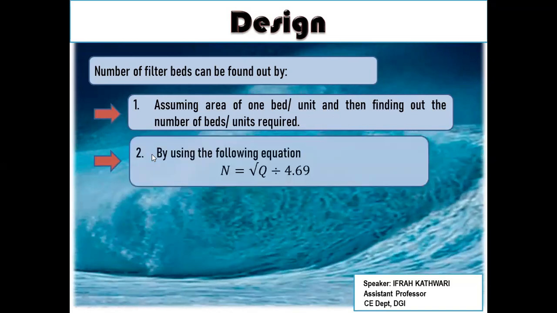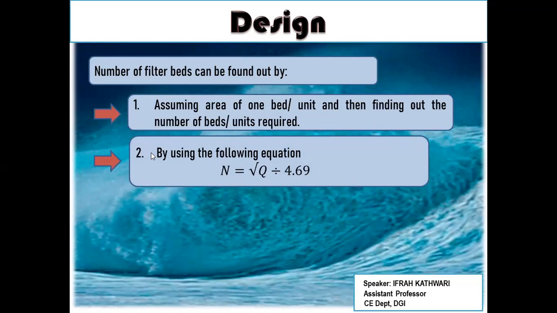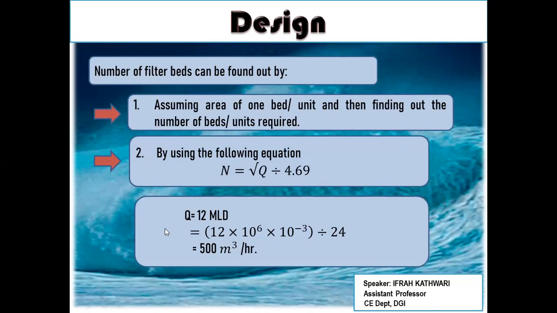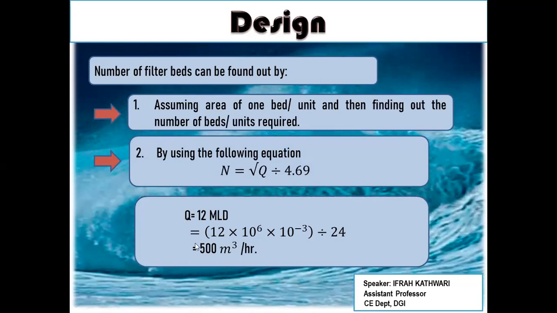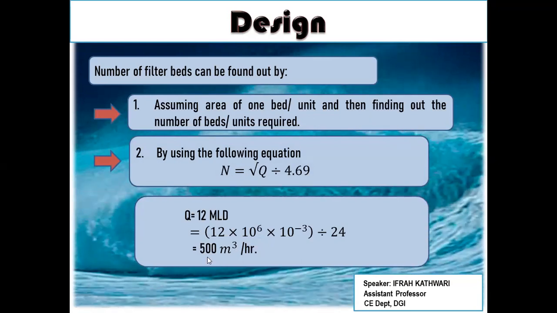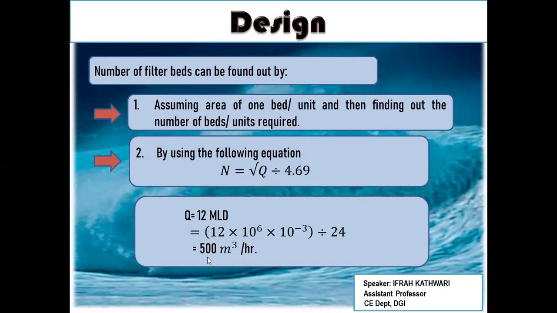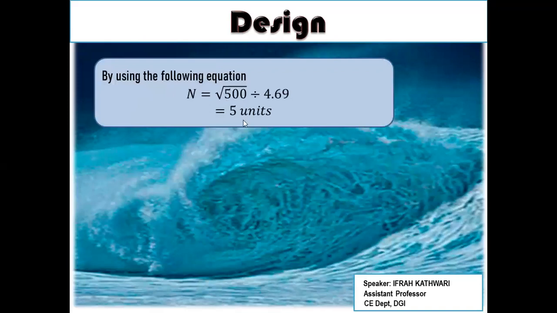Or you can use the formula, which is n is equal to under root Q divided by 4.69. This is the formula that can be used to find out the number of filter beds. We are using this formula here. The discharge is given as 12 million liters per day, sorry, this is million liters. So we came up with 500 meter cube per hour. So Q is given to you, and you can find out the number of units using this formula. So it is 5 units.